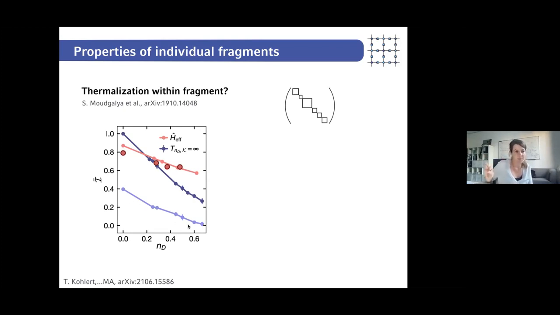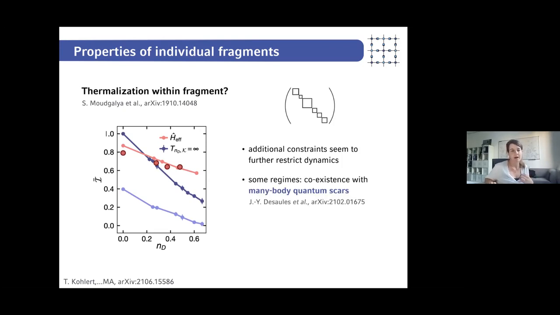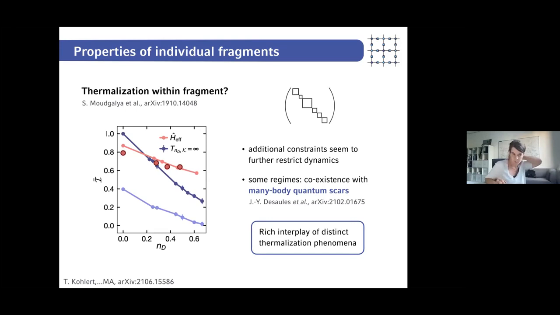Now, because it's a subspace, it does not have to be zero, but we also see it does not agree with our data. And there can be several reasons for that. As I said, the structure of the states within the fragment can be more complicated. It can be non-ergodic by itself. And there have been predictions that there is even scarring within fragments. This gives us one way to study this rich interplay between the different thermalization phenomena in the weak ergodicity breaking models of these fragmented systems.